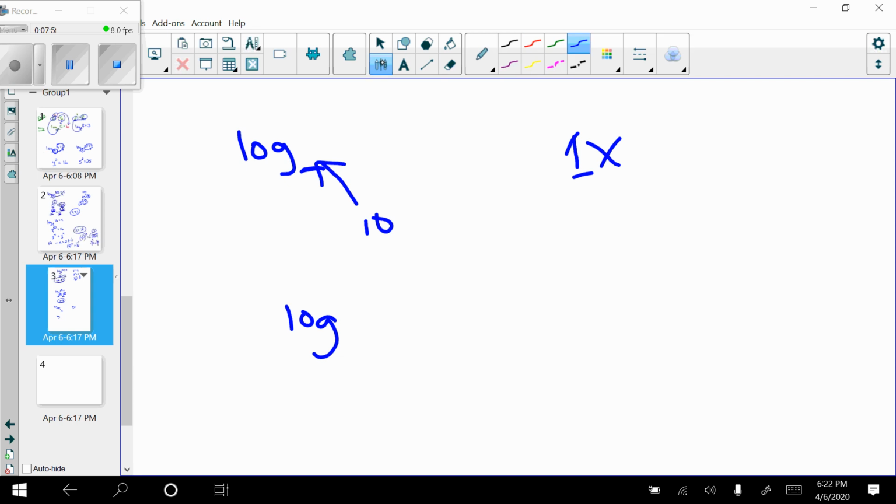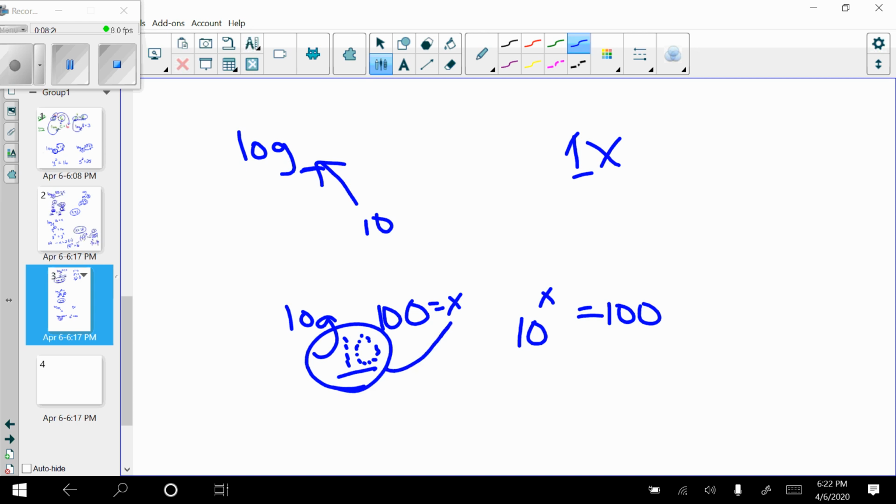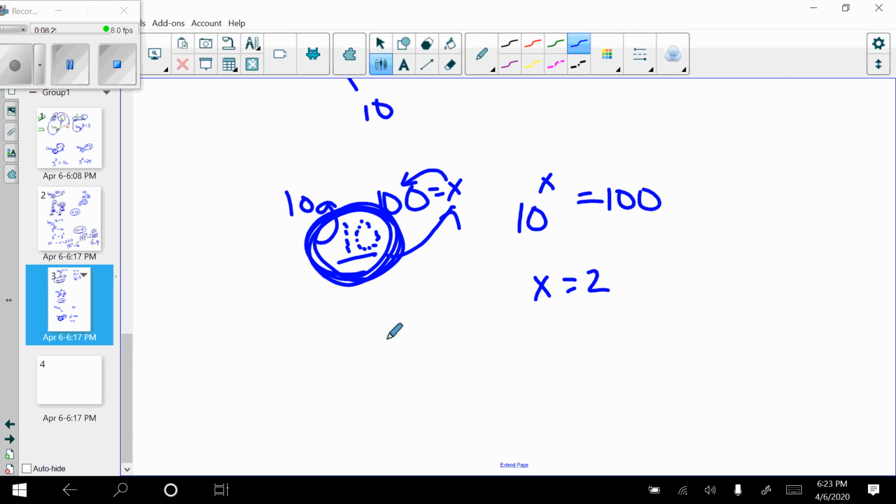If I had log 100, and they're asking what that answer is, the base is understood to be a 10. It will not be written there, which is why I'm dashing it. If it's not written, it's understood to be a 10, and basically they're asking 10 to what power equals 100. That's 10 to the x power equals 100, and so my answer would be 2. Okay, so that is called common log. Common is base 10, so if it's not written, it's understood to be base 10.